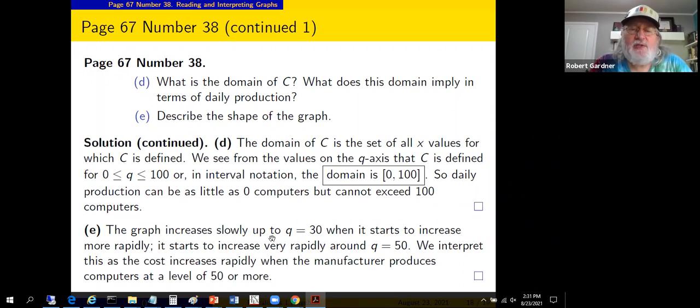The graph increases slowly up to Q equals 30. Then it starts to increase more rapidly at that point of inflection. It starts to increase very rapidly if we go beyond 50. So we interpret this as the cost increases rapidly when the manufacturer produces computers at a level of 50 or more. It increased a bit when we went past 30. So if you wanted to minimize cost per unit, probably around 30 is where that will be. We haven't addressed that specifically, so I should be careful on that. But we could look at cost per unit, and I suspect 30 would play a prominent role in that kind of discussion.